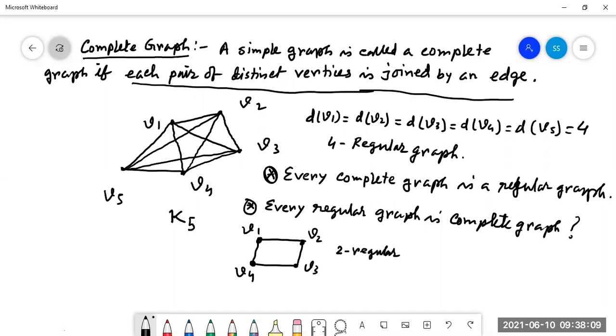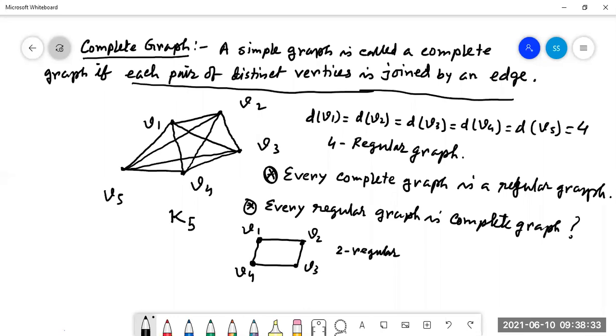Is it a complete graph? No, sir, because there is no edge between V1 and V3, and no edge between V2 and V4. Clear? So every complete graph is a regular graph, but the converse is not true. That means every regular graph is not a complete graph.